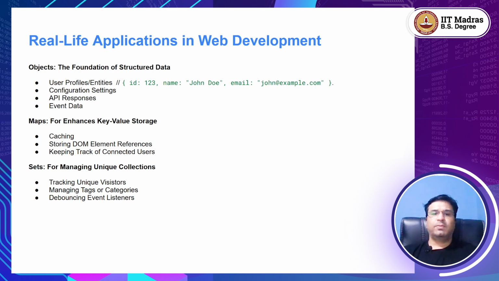Similarly, storing DOM element references: if you need to quickly access a specific HTML element by a unique ID or custom attribute, a map can store references to these elements. Keeping track of connected users in a real-time application, you might use a map where the key is a user ID and the value is the connection object. This allows for quick lookups and deletions.